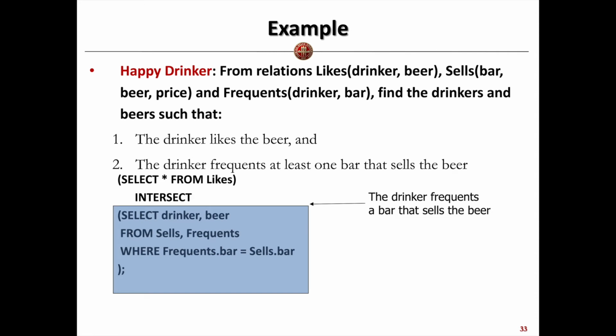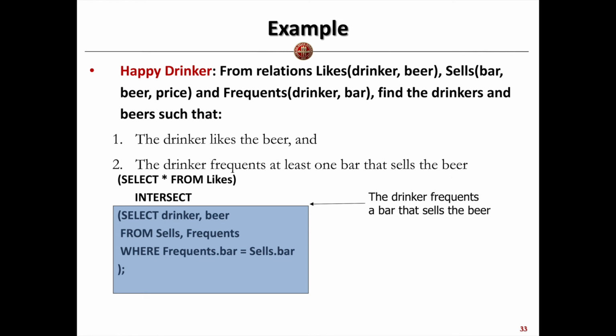And we have another condition. The drinker frequents at least one bar that sells the beer. How can we find this drinker and beer information? We can use another subquery, right? We can do so by writing select drinker and beer from sales table and frequency table, where frequency.bar equal to sales.bar. So this subquery will return the drinker and beer information with the drinker frequenting at least one bar that sells the beer.